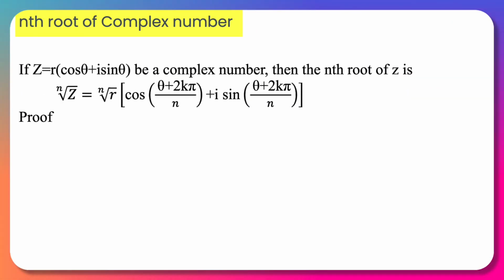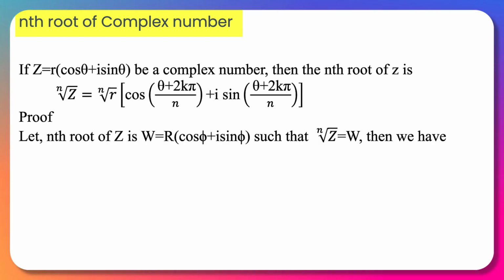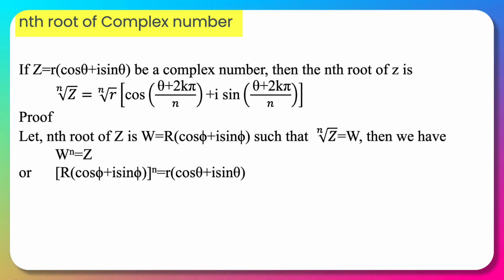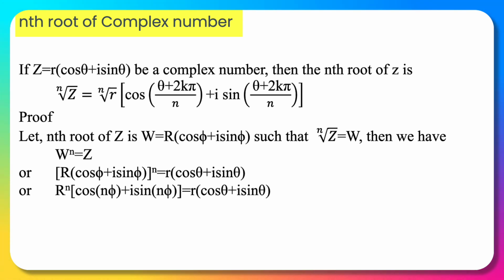By using de Moivre's theorem, we will be able to derive this formula of the nth root of a complex number. Let the nth root of the complex number z be w, which is capital R times cos phi plus i sin phi, such that the nth root of z equals w. That is why w to the power n equals z. Now we will substitute the values of w and z. Applying de Moivre's theorem, we will get this expression.